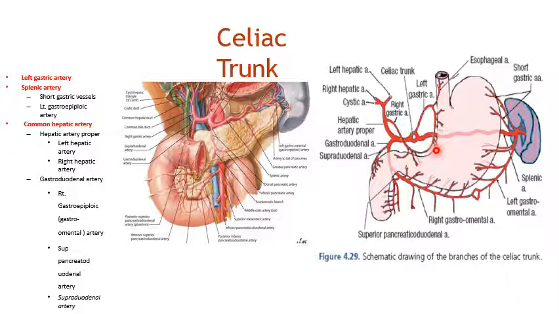Then finally this is the splenic artery. The splenic artery is the largest branch of the celiac trunk. It moves horizontally to the left and finally it enters the glenorenal ligament and reaches the hilum. This is the hilum of the spleen, and here it divides into 5 to 7 splenic branches.